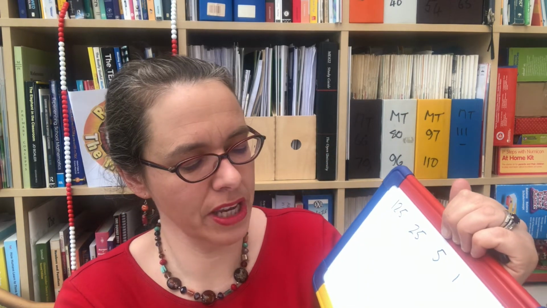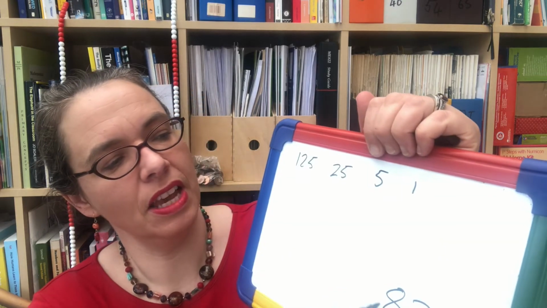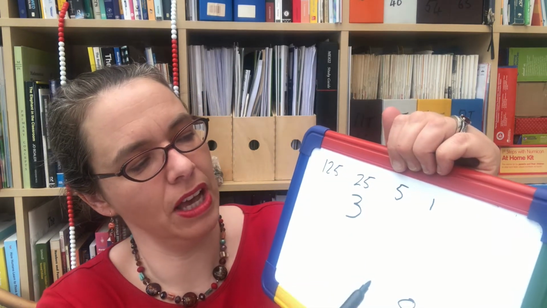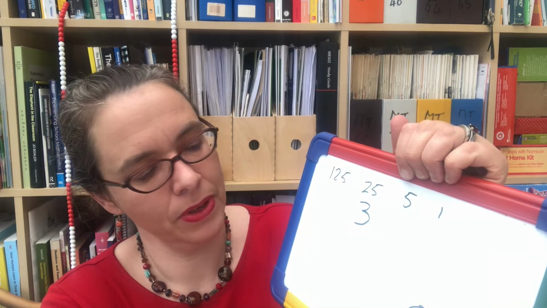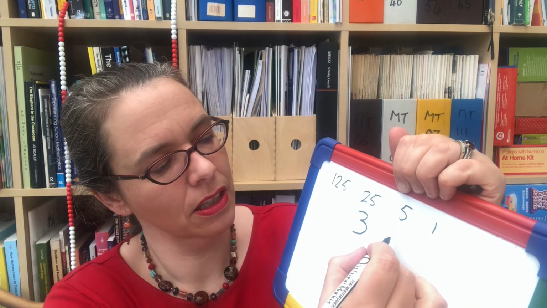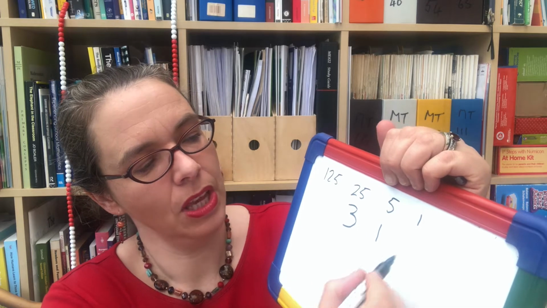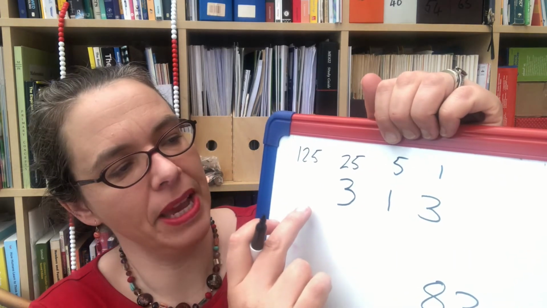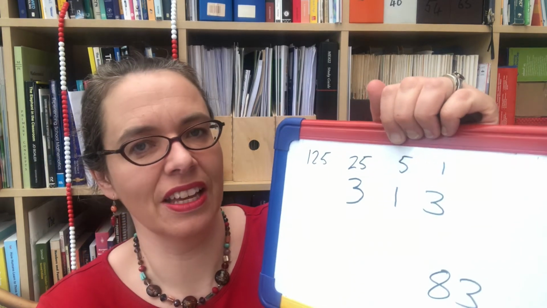So if we had a number like 83, we'd say, well, it's got 3 25s in it, so we'd write that 3 25s. They make 75, so that leaves us with 8. So we've got 1 5 and 3 1s. So the number 83 written in base 5 looks like that.